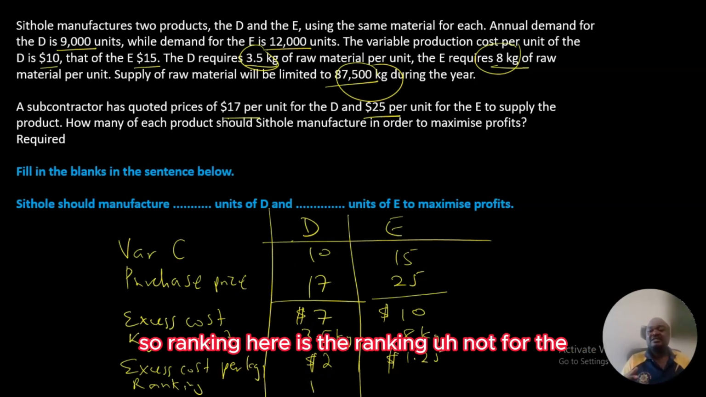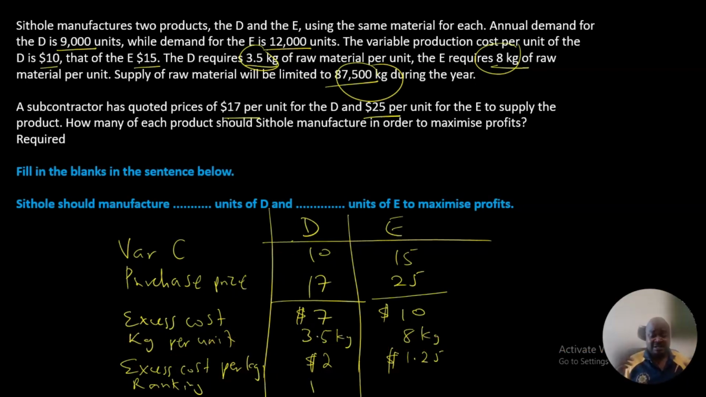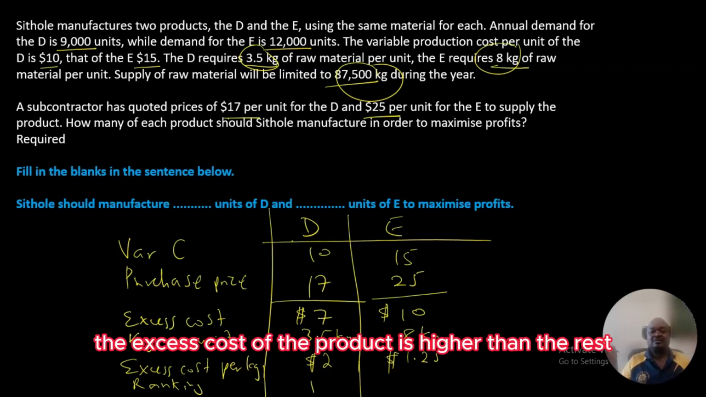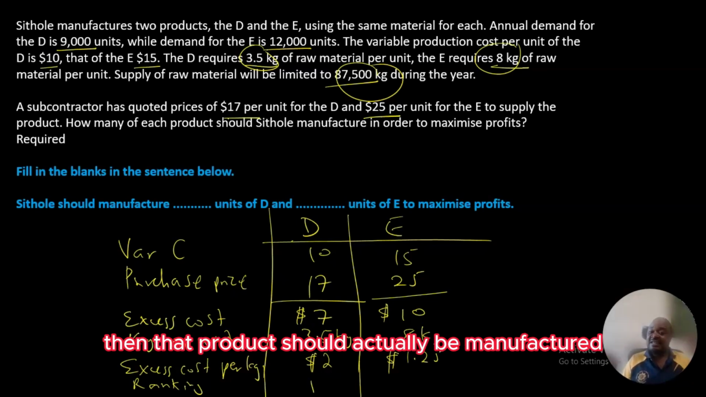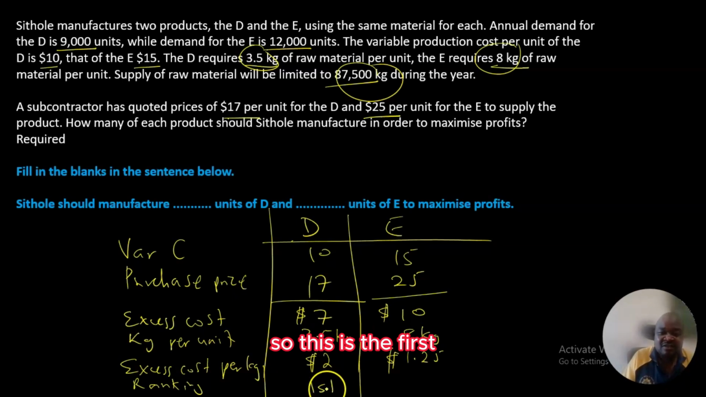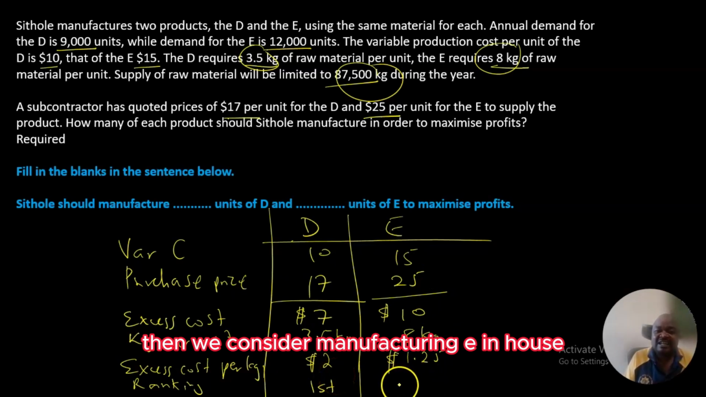So the ranking here is not for the most expensive item, but the ranking for the priority for in-house manufacture. Please remember this. If the excess cost of the product is higher than the rest, then that product should actually be manufactured in-house. Why? Because it costs more to buy it outside. So this is the first, and then after we exhaust manufacturing D, we consider manufacturing E in-house. So this one should be manufactured second.